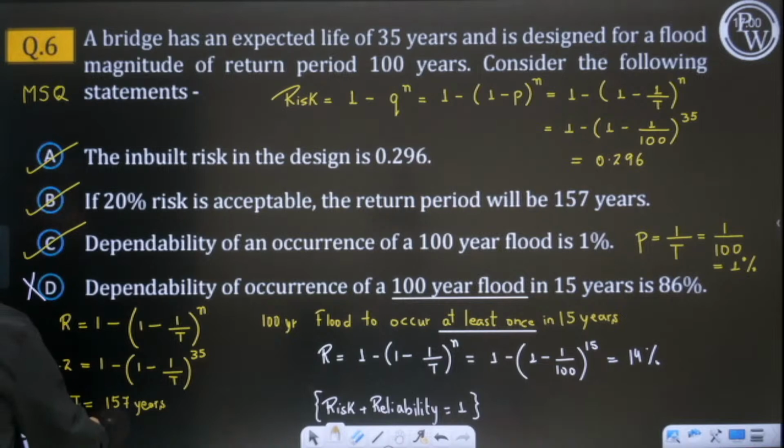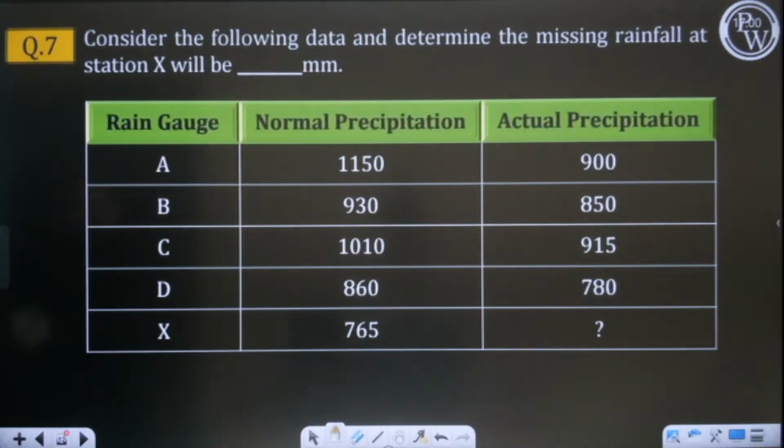Now we'll move on to question number 7. Very simple question. Here we have to find the missing rainfall station data. You can see from this table that actual precipitation at station X is not given to you, so we have to simply find it. So the very first thing is, what formula we have to apply? Will we apply arithmetic mean method or normal ratio method? For that we have to check 10% range, yes or no.